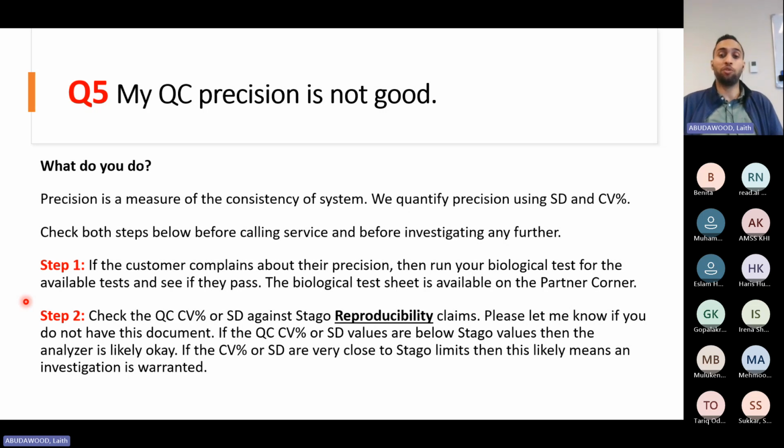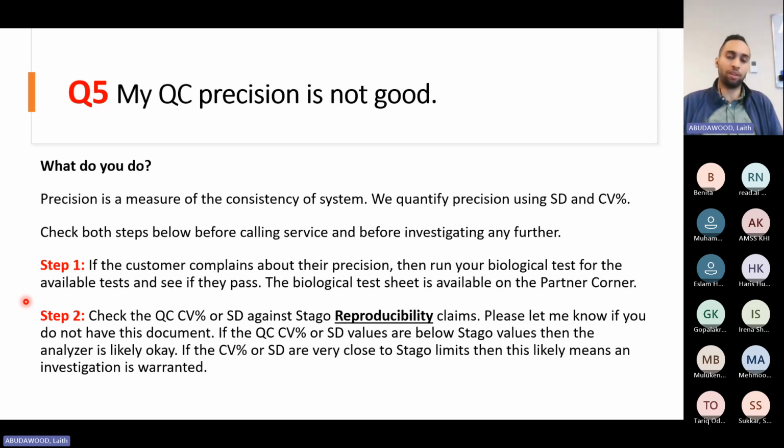If I exceed the reproducibility claims, now you have to check. There is no one protocol. Check: are there outliers that they forgot to exclude? For example, the vial was very old. They put an old vial, they forgot, and they did not delete that run. That, of course, will make your SD and CV falsely very high. So now you need to check.